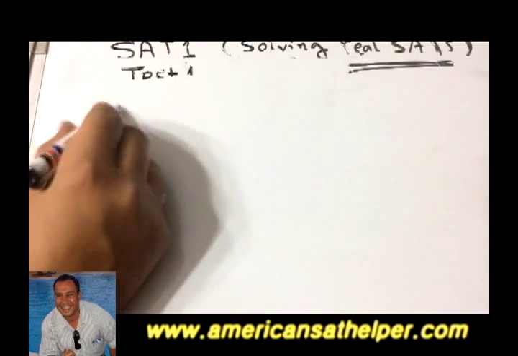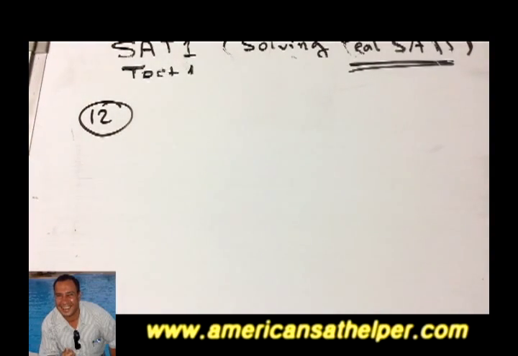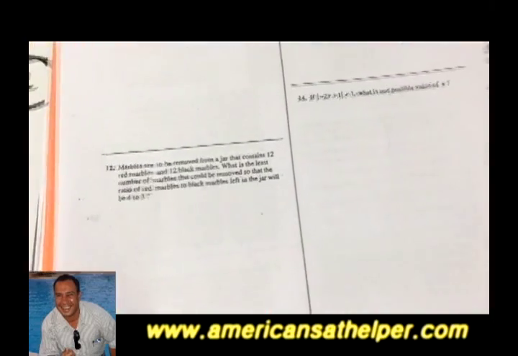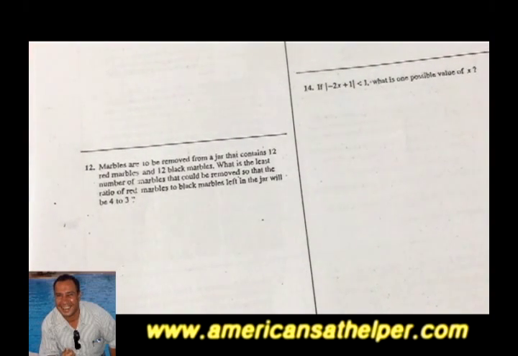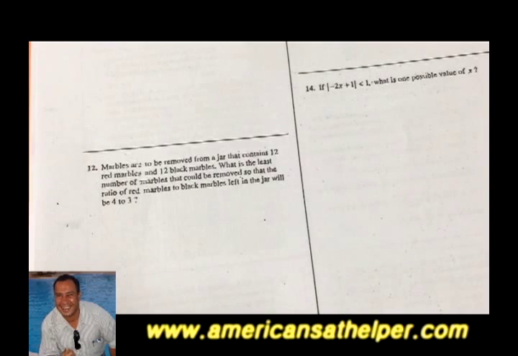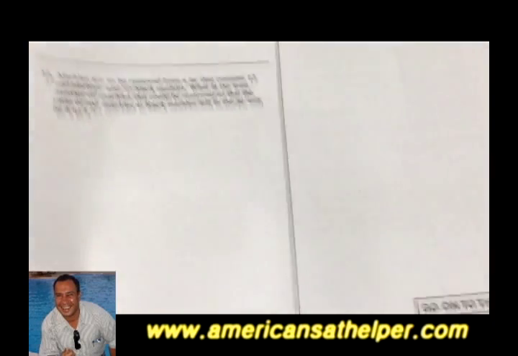Number 12. Let's look at the problem. Marbles are to be removed from a jar that contains 12 red marbles and 12 black marbles. What is the least number of marbles that could be removed so that the ratio of red marbles to black marbles left in the jar will be 4:3? He asks about the least marbles that could be removed. It's okay.